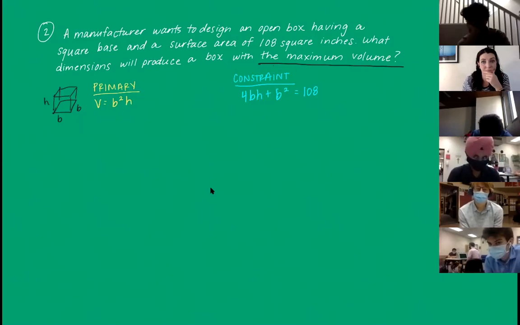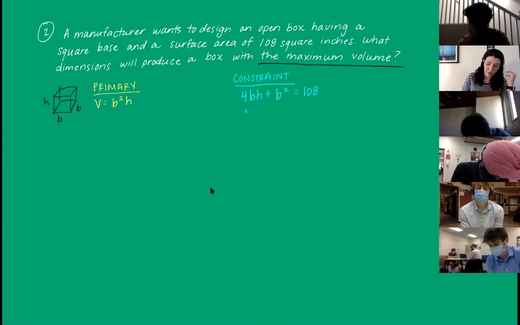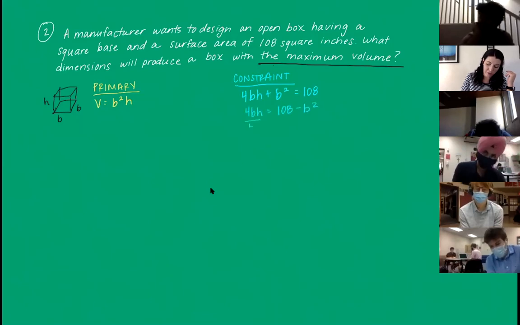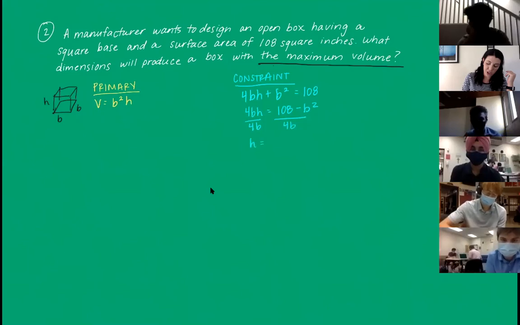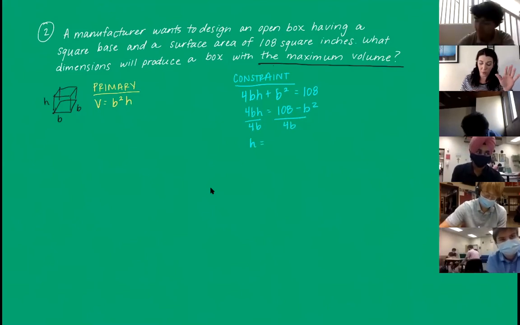Isolate the H. Isolate the H, right? So I could subtract the B squared, and then I would have 4BH is equal to 108 minus B squared. And then I would divide by 4B and divide by 4B. Now we have H equals. We've totally isolated H, which is going to allow me to get rid of H in our primary equation.